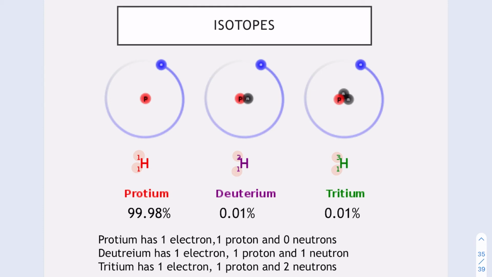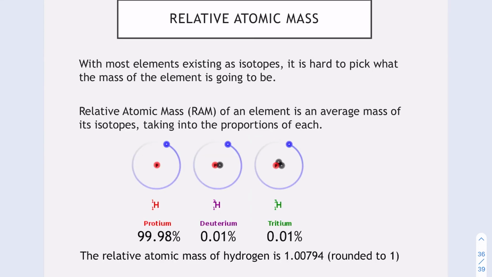If you have a look at the diagram, in the first one we've got no neutrons. In the second one we've got 1 neutron, and then in the third one we've got 3. That is how we have different isotopes, because we've got a different number of neutrons on the inside. We still have 1 proton, 1 electron, that's not going to change, but it's just the neutrons that are different on the inside.